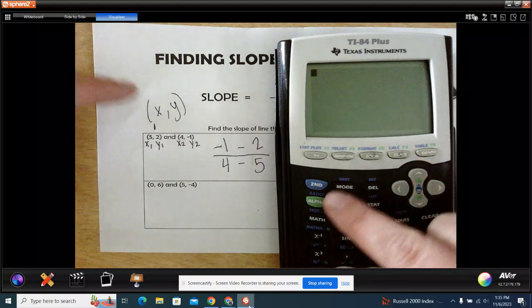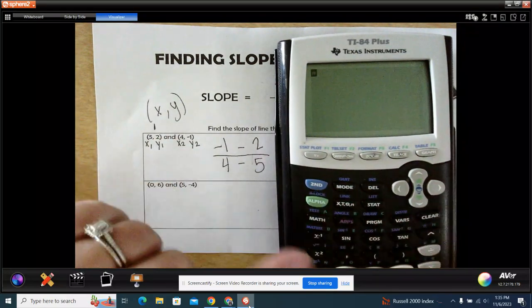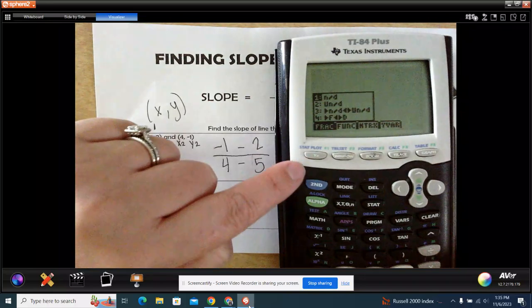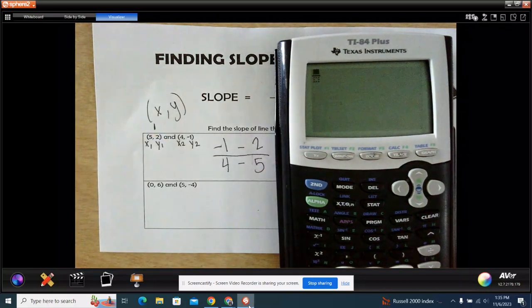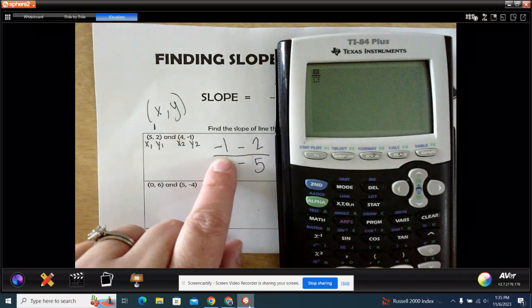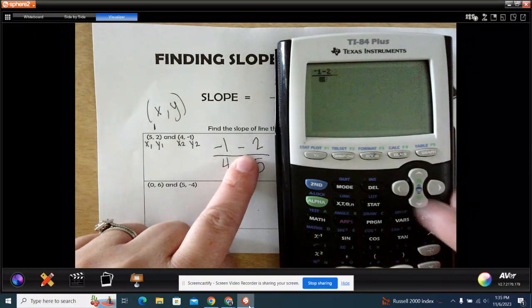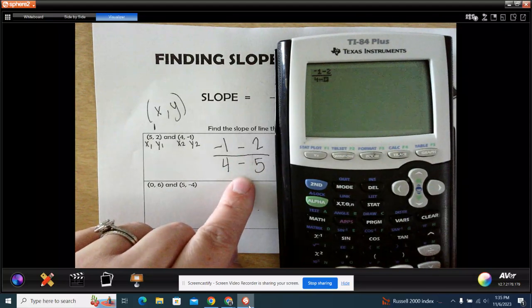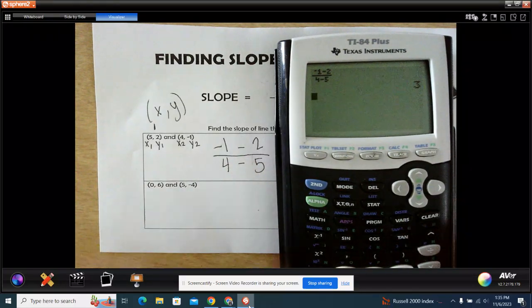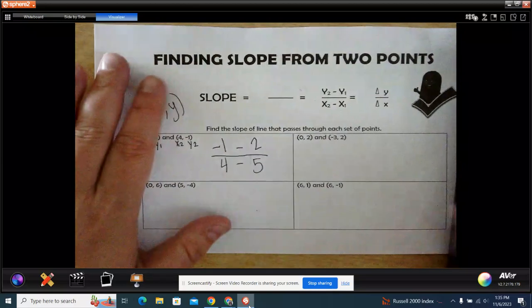Then we're going to put it into our calculator. We push our alpha button, y equals, and then hit enter, which gives us our fraction button. Then we type it in exactly as it's on our paper: negative 1 minus 2, arrow down, 4 minus 5, and then we hit enter. And so our slope is going to be 3.